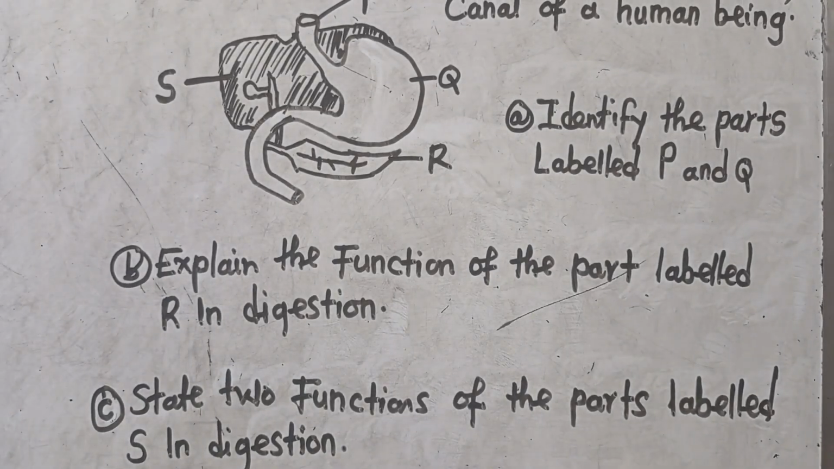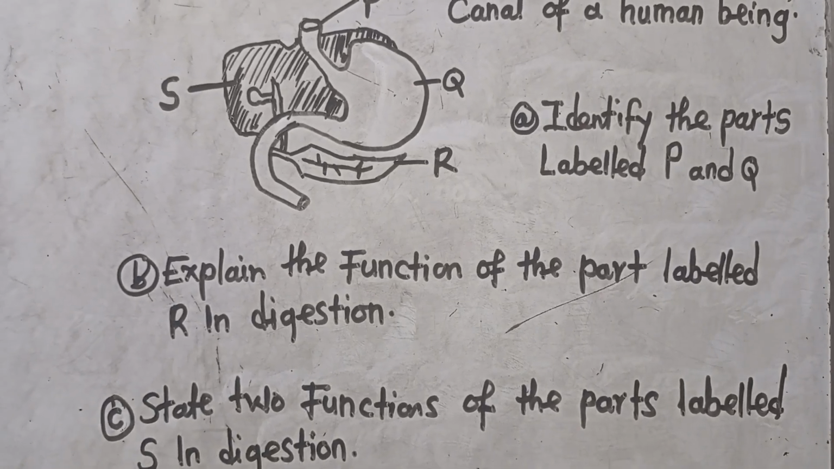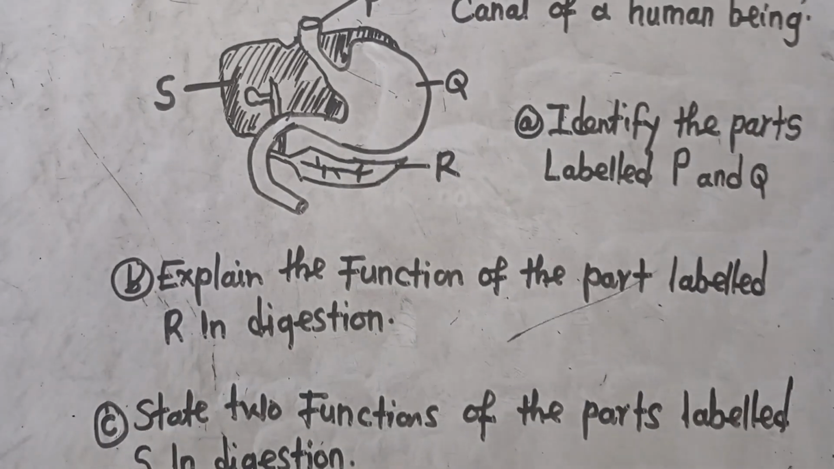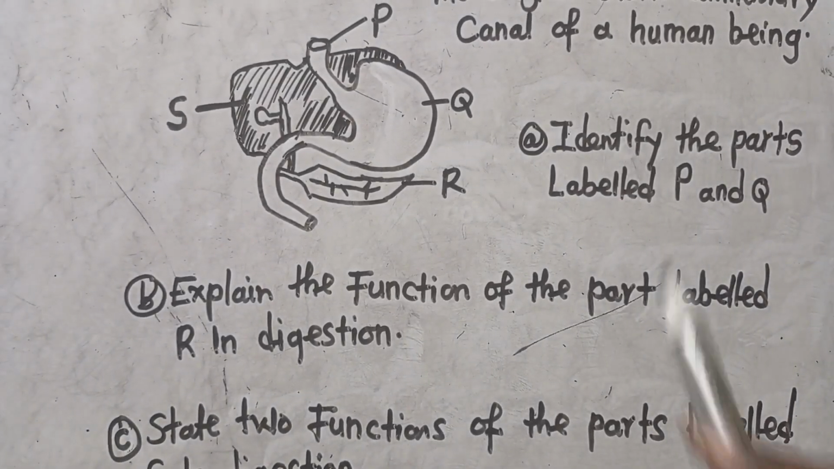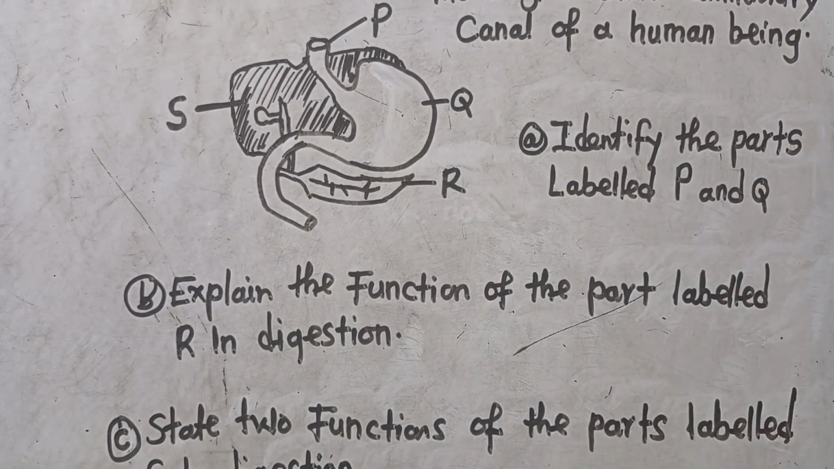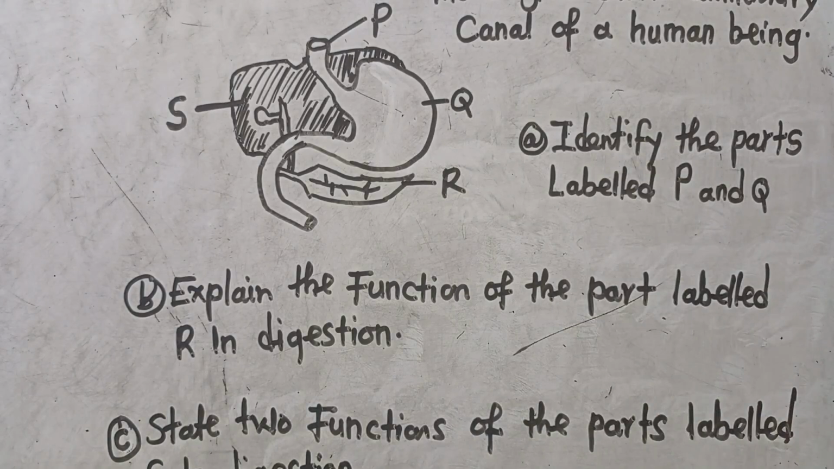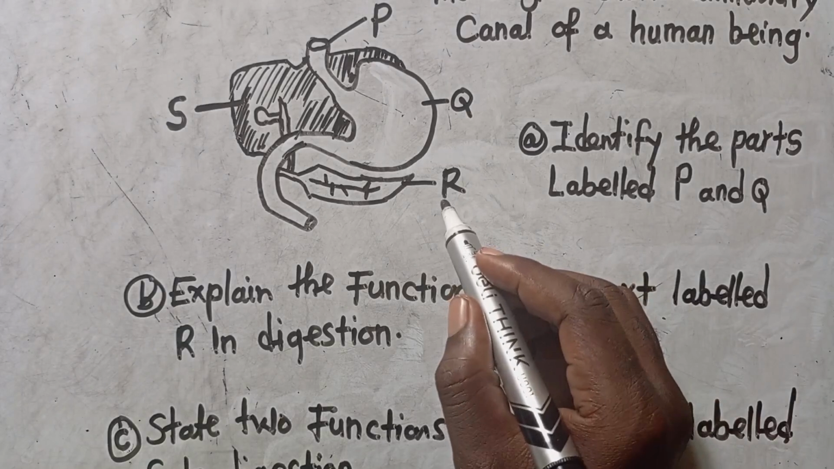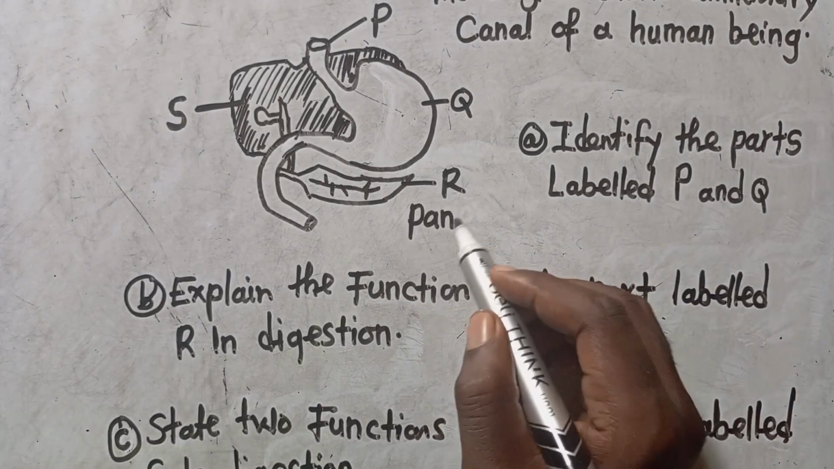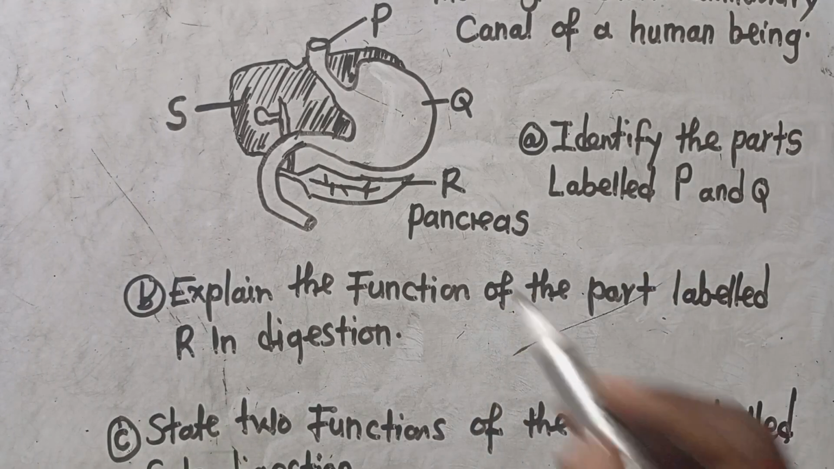The first question is saying, identify the parts labeled P and Q. Since we are revising through, we are just going to label everything because it's a revision question. So this part called the R, this is a pancreas. So you need to know that it is a pancreas.